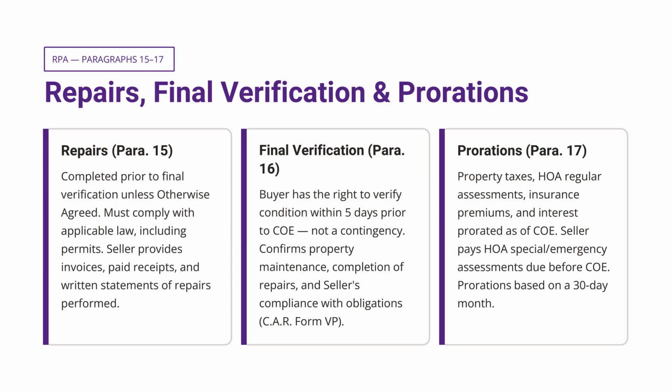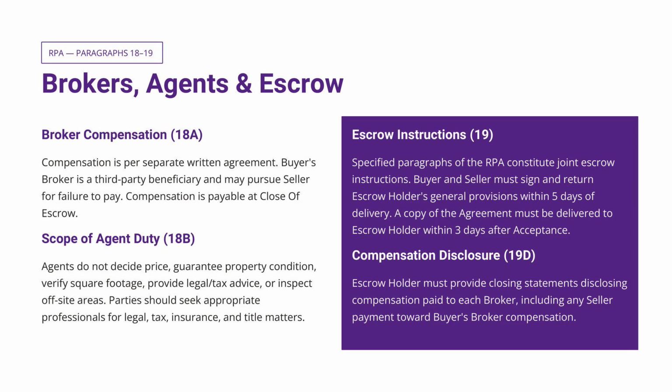Paragraph 17 details prorations for property taxes, HOA fees, and other costs, typically based on a 30-day month. Paragraphs 18 and 19 define broker responsibilities, compensation, and escrow instructions. Broker compensation is based on separate agreements, with the buyer's broker a third-party beneficiary.